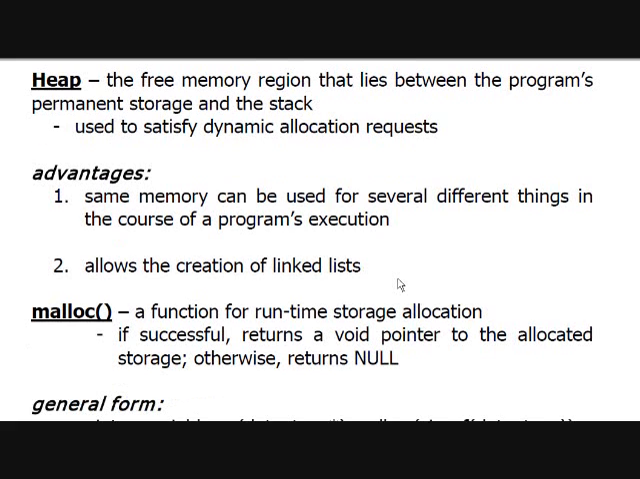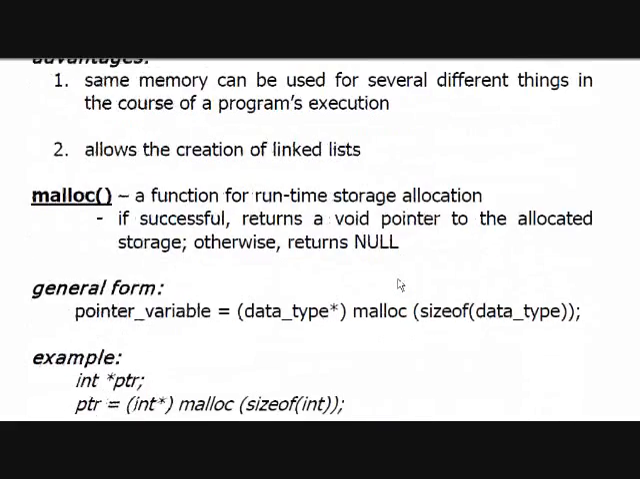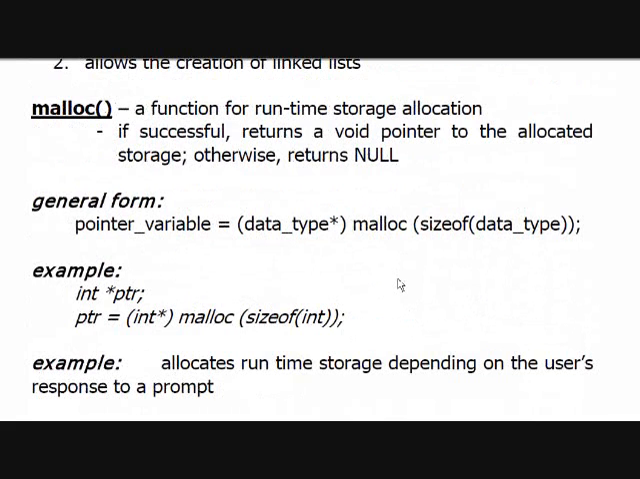Okay, so what are the functions that we use to request memory from the heap? One is malloc. It's a function for runtime storage allocation. If successful, it returns a void pointer to the allocated storage. Otherwise, if the request cannot be satisfied, meaning you do not have enough memory anymore in your heap, then it will return null.